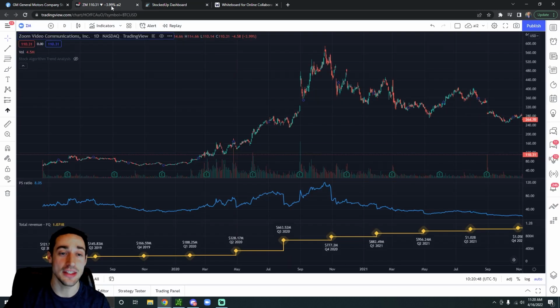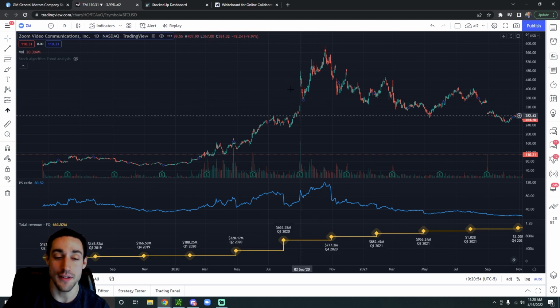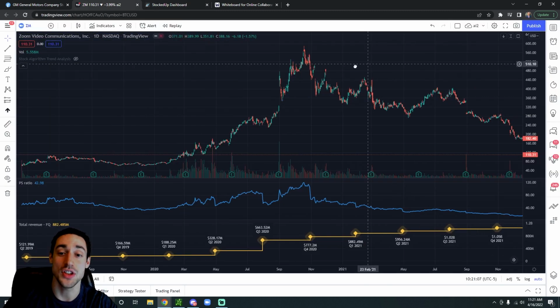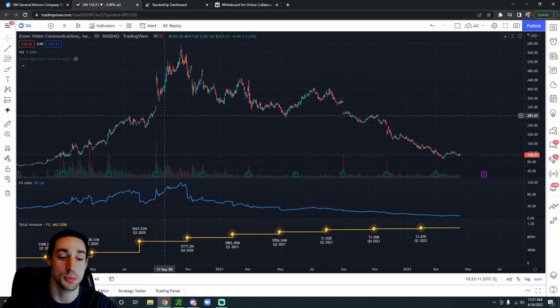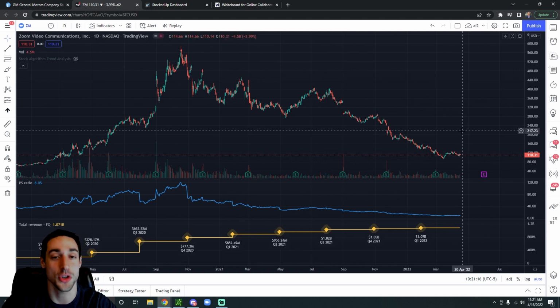Let's take a look at the Zoom example. We can see when Zoom had a price to sales ratio of over 100, their revenue grew substantially since then. Q3 2020 was when Zoom had their price to sales ratio of 100, and we can see that clearly the revenue grew a lot since then. And on top of that, the share price fell a lot since then, which in turn made their price to sales ratio go from 120 all the way down to 8.